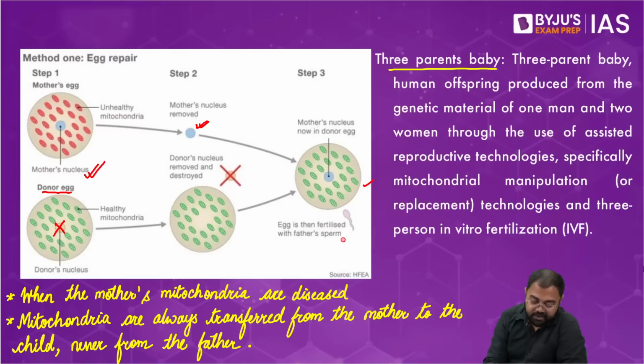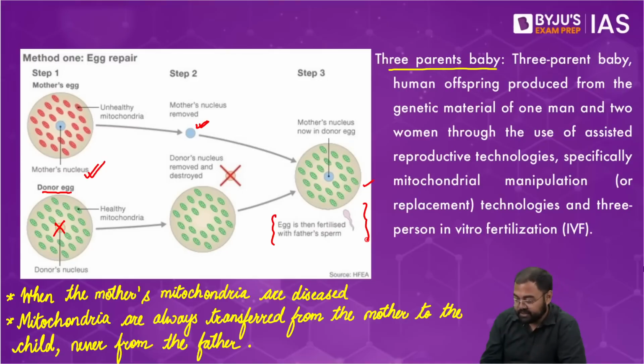And then the fertilization will happen between the original mother cell and the father cell, because the nucleus of mother and father are being retained, nucleus of the donor has been removed. So that's why the genetic properties, the specific properties that the child will have, will still be of the original mother and the father, because nucleus is of original mother and the father. So that's why even though there is a donor egg cell, the child will not have the properties of the donor. The child will have only the properties of the original mother and the original father.